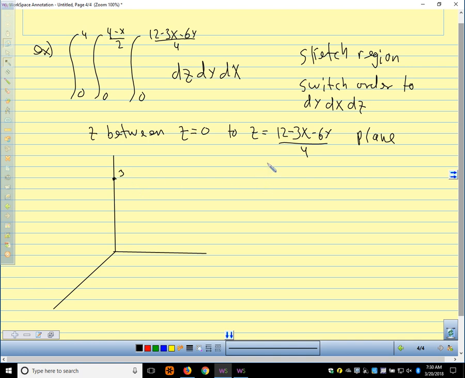If x and z are 0, y equals 2. And when y and z are 0, x equals 4. So in the first octant, that surface is that piece of the plane.